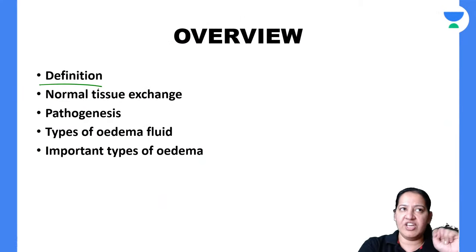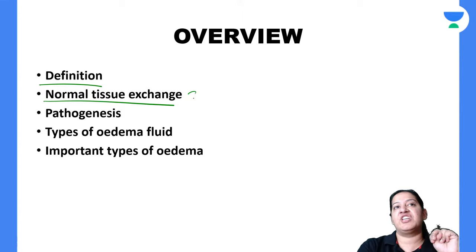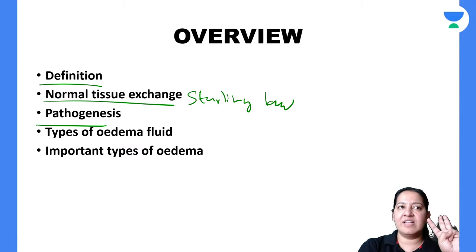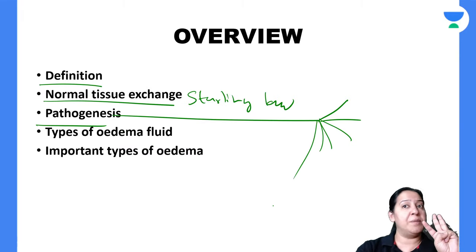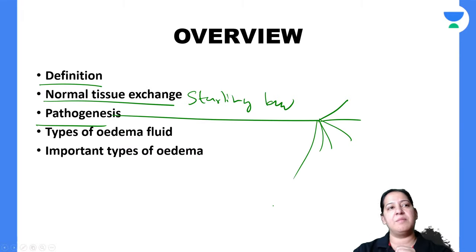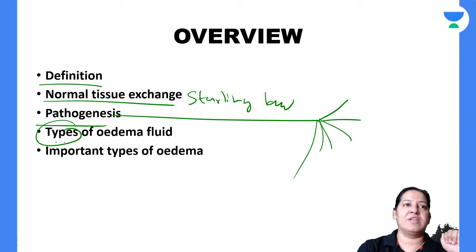We are done with the definition. We are done with the normal tissue exchange, that is Starling's law, Starling's hypothesis. We are done with the six causes of edema. It should be at the tip of your tongue, the pathogenesis of the edema. Now let me teach you the types of the edema.